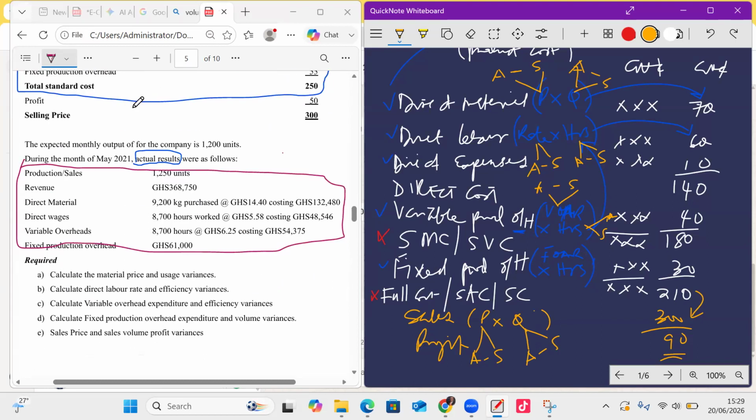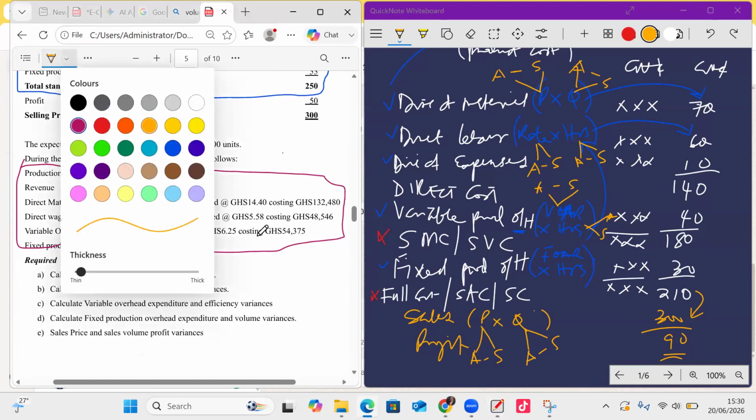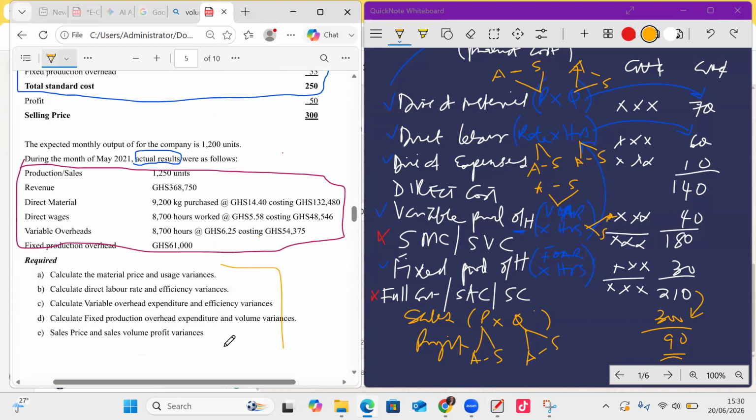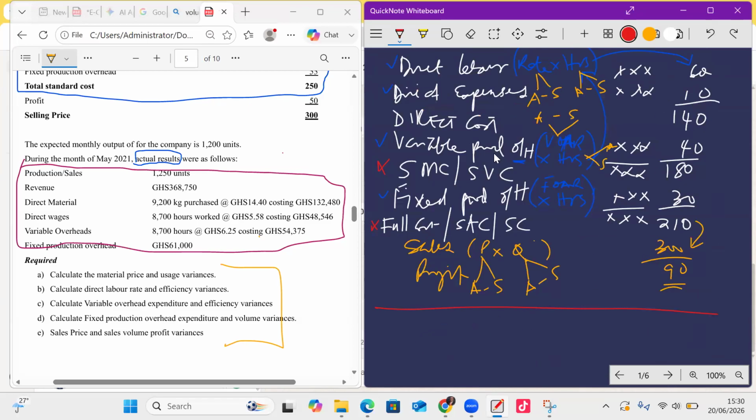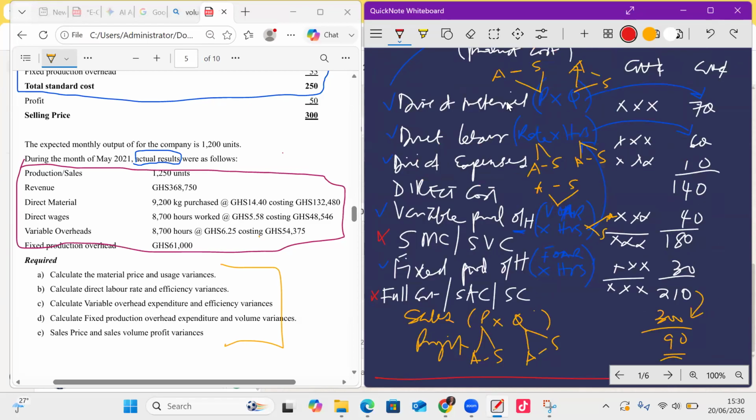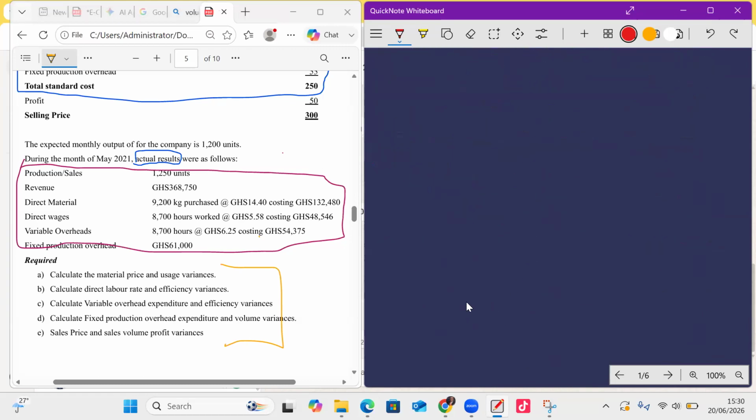So there it is, the requirements. If you want to start solving, these are what we're going to solve. But these go with formulae or formulas. To compute all of them, we need formulas to compute them. So the formulas to compute them, this we are going to do. I'm starting with the material, right? So the material, we call it direct material variance.